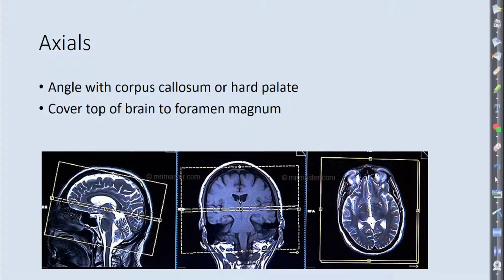Because remember, we do that because imagine if a patient's head was like that. We need to still angle our slices to get good axial slices of the brain. So if their head is like this, or randomly in the coil, in all different ways, we can actually adjust our slices appropriately.